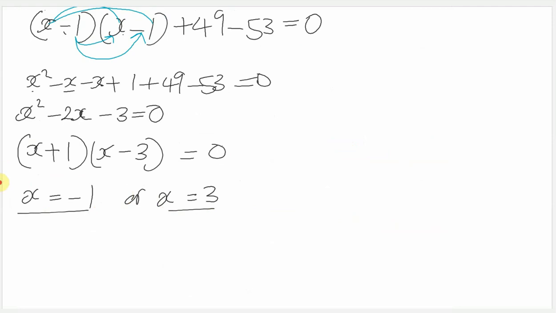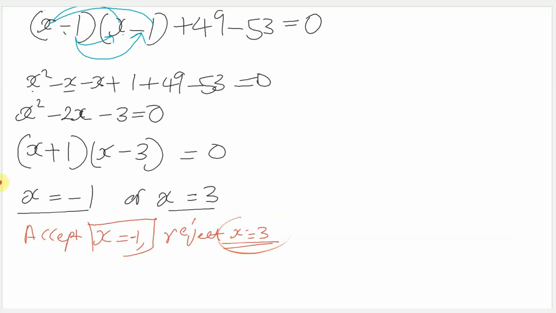So your solution does not necessarily have to end here. You have to accept the right answer. So you will have to say accept x is equal to negative 1, and then you say reject x is equal to 3. So you are taking this as the right answer for the x value. This is not the correct answer for the x value on our point D. So it means that your point D now will have a coordinate of (negative 1, 5).